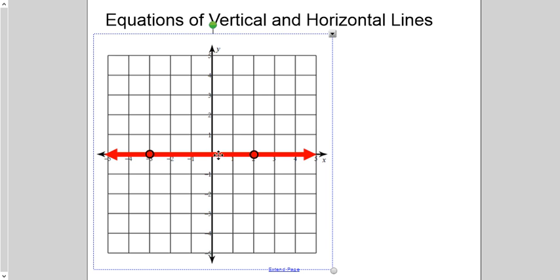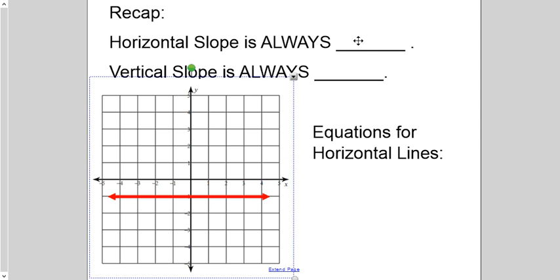Same thing here. Where does it cross the y-axis? Well, it crosses right there at the origin, which is 0, so y equals 0. Let's go through and recap. Horizontal slope is always 0, and vertical slope is always undefined. But on your calculator, it would say error.